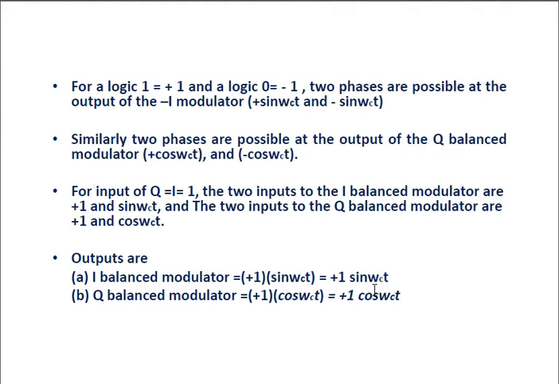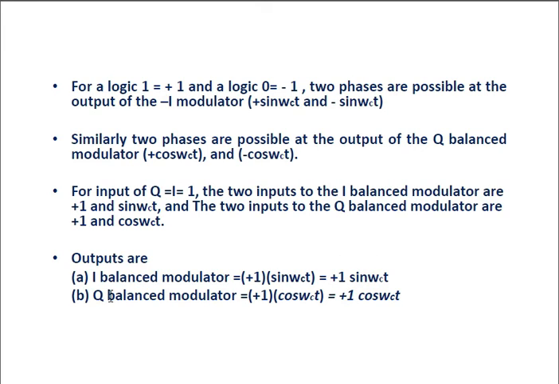So here, for the input of Q equal to I equal to 1, the two inputs to the I balance modulator are plus 1 and sine omega ct, and the two inputs of the Q balance modulator are plus 1 and cos omega ct. So its outputs are: the I balance modulator gives plus 1 into sine omega ct, which is equal to plus sine omega ct for logic 1, and minus 1 into sine omega ct for logic 0.